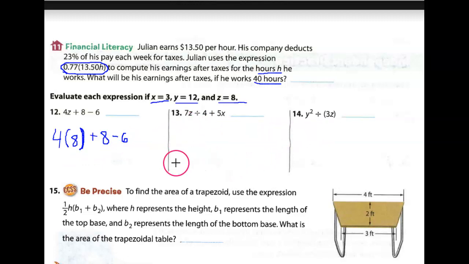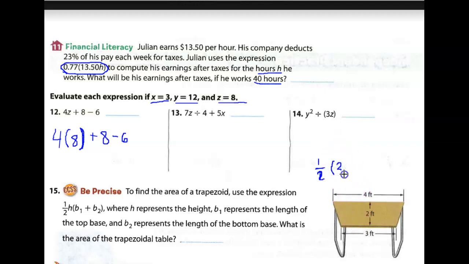Same thing for these two. And number 15, this is the last one that's a little tricky. To find the area of a trapezoid, use the expression 1/2 h (b1 plus b2), where h represents the height, b1 represents the top base, and b2 represents the bottom base. So what's the area of the trapezoid? So we have 1/2 times height. My height is right here, and this is something we learned earlier in the year. It's 2, right? Because that's the one that goes up and down.